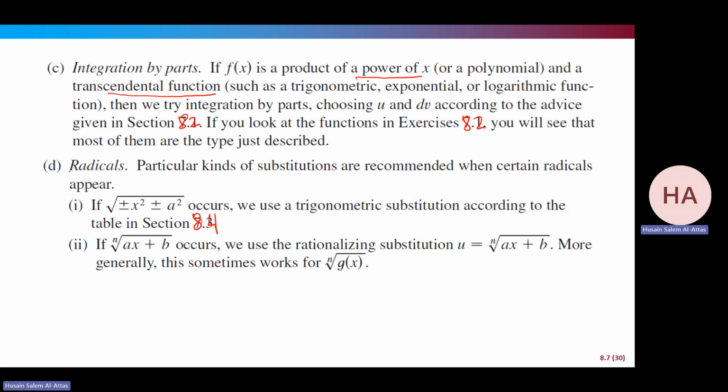Radicals. This is some of the things you need to deal with, the radicals. If it is the square root of x squared plus a squared, x squared minus a squared, or a squared minus x squared, then each one of them has a specific substitution so that you can deal with the integral, and that's what we did in section 8.4, trigonometric substitution. Now, if you have the nth root of a linear expression, take this as substitution, and then the integral will be reduced to something you can usually do.